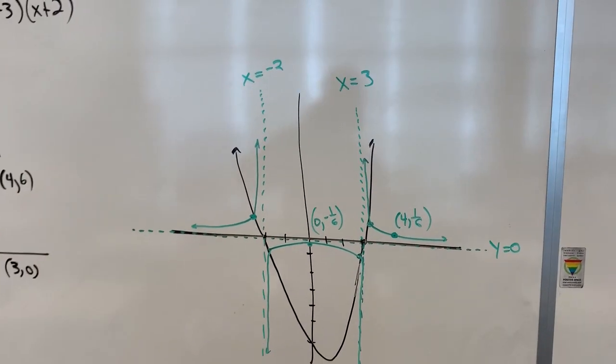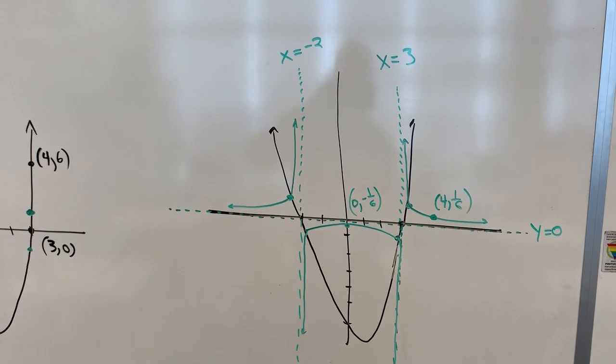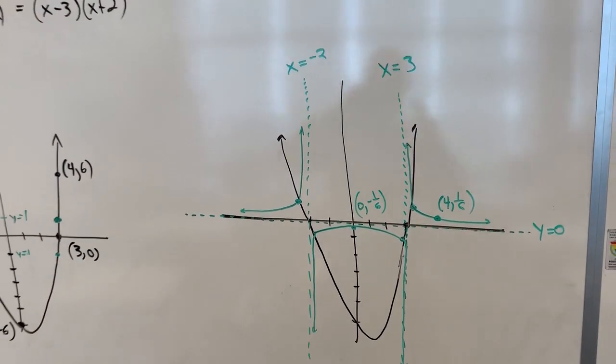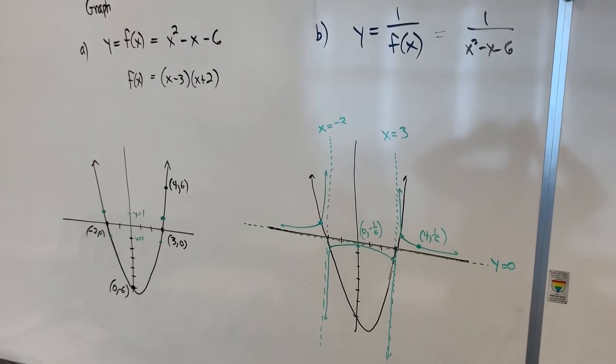Zero is most important, most interesting. Those are your non-permissible values. Those are your vertical asymptotes. So there's your two functions right there.